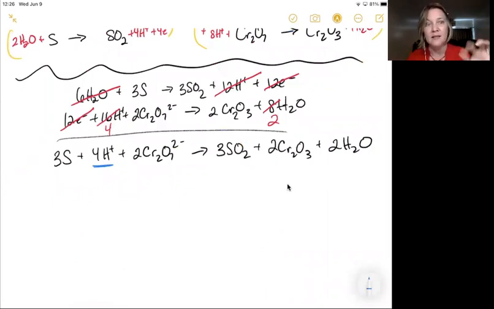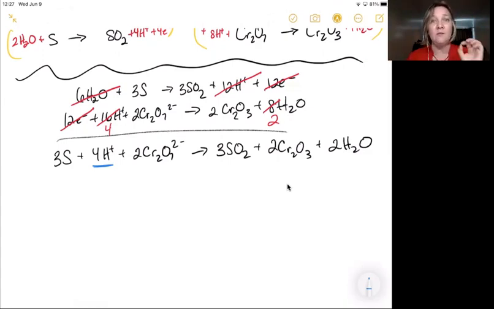So what we have to do at this point for a basic solution, here's the big difference. You have to add an equal number of hydroxide ions to both sides to neutralize that hydrogen, which means you're going to create water on the left-hand side, which means, yes, you'll have to cancel that with the water that's on the right-hand side, but we do one thing at a time. So at this point, when you've balanced your half reactions, you've added them together, you've canceled things that occur on both sides, and you have your not quite final redox reaction written.